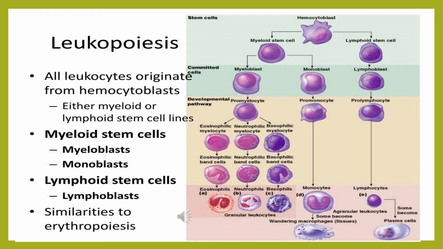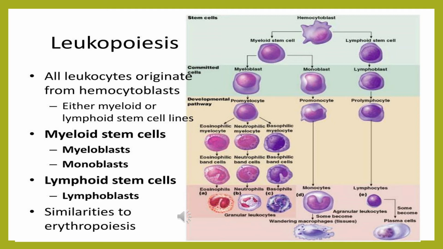Now this myeloblast undergoes a developmental pathway. It undergoes division, differentiation, and development into promyelocytes. These promyelocytes again divide and differentiate into three different types of cells: eosinophilic myelocytes, neutrophilic myelocytes, and basophilic myelocytes, which further develop to form eosinophilic band cells, which later get converted into eosinophils.